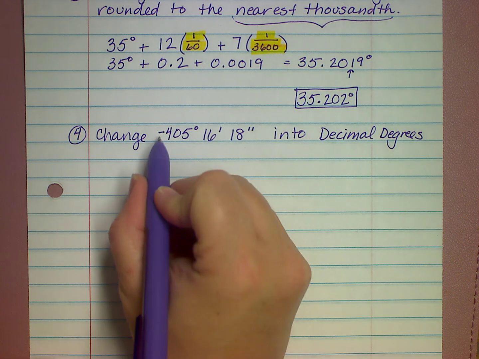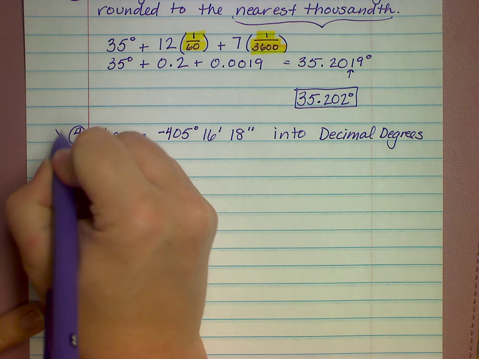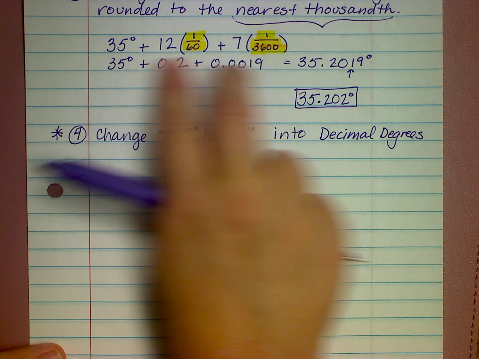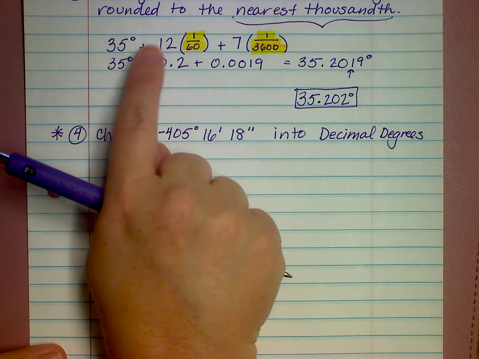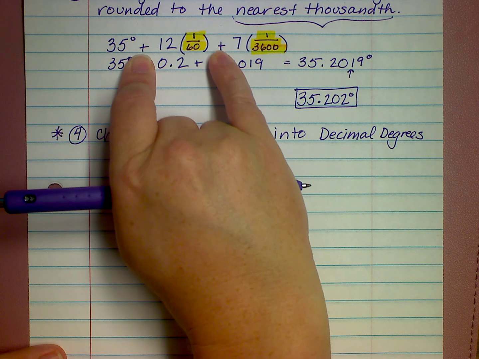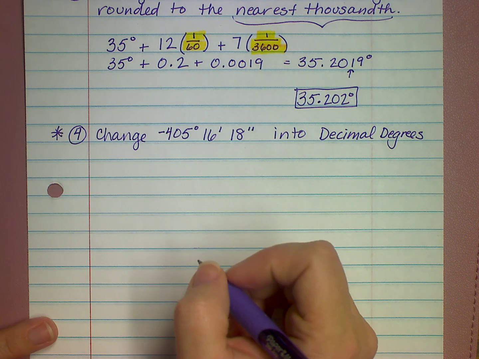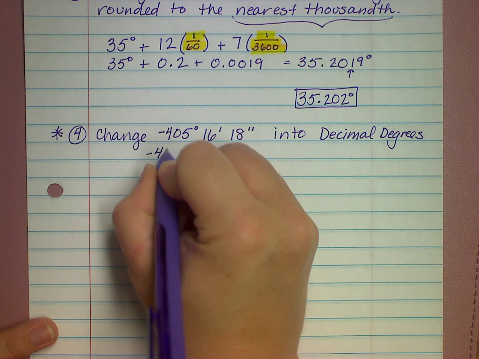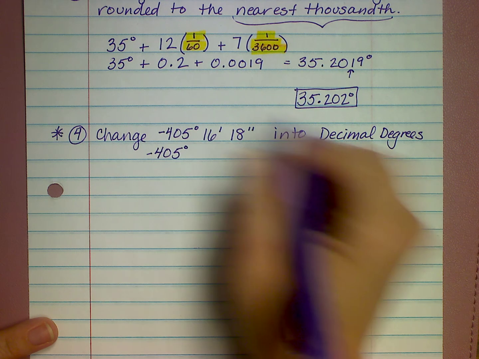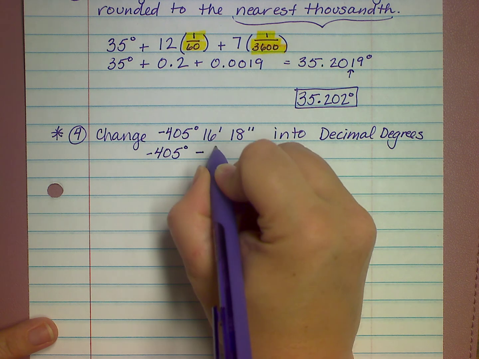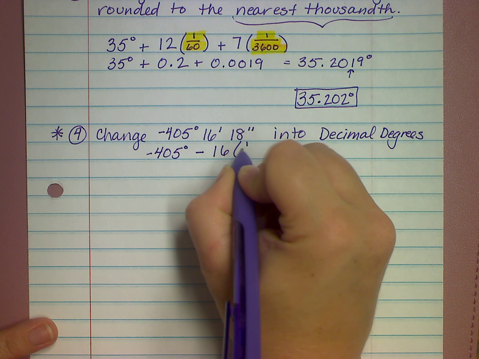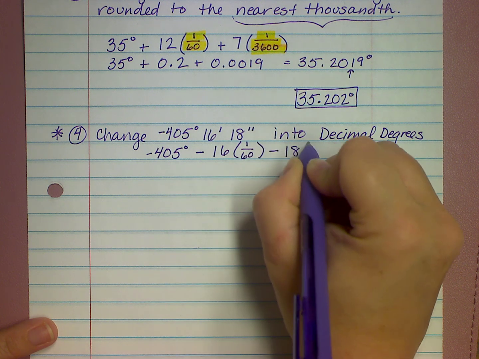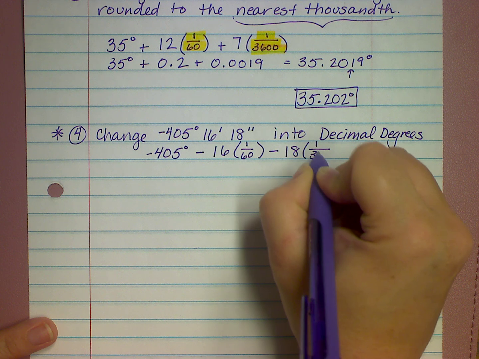Now with a negative angle, this is a different type of problem, sort of. With a negative angle, you do the exact same process. It's just instead of plus signs here, they need to be minus signs. Okay, so negative 405 degrees, I would do minus 16 times 1/60th, and then minus 18 times 1 over 3600.